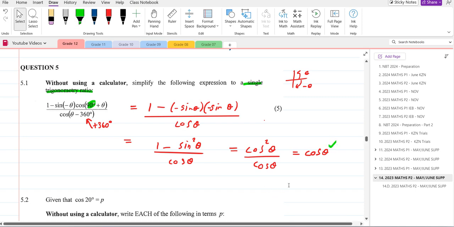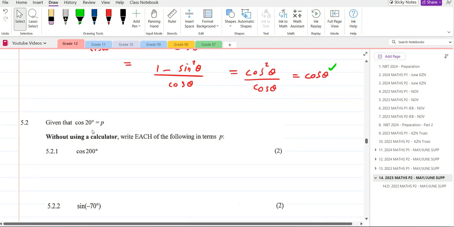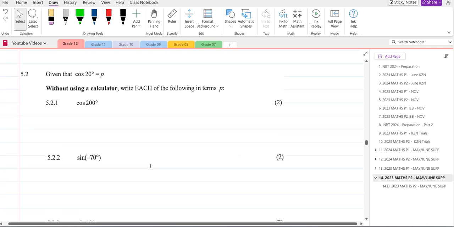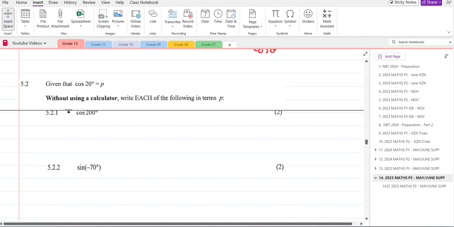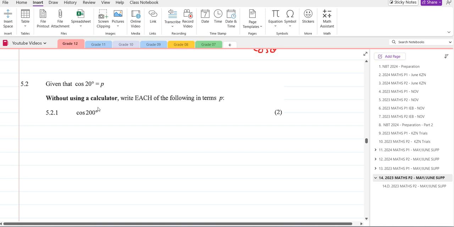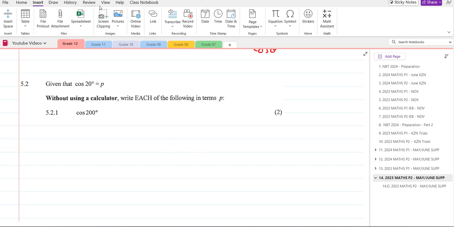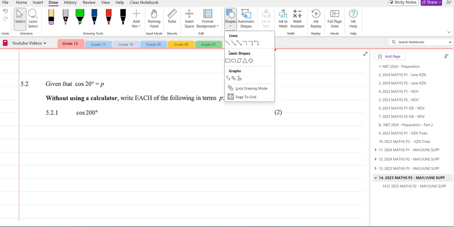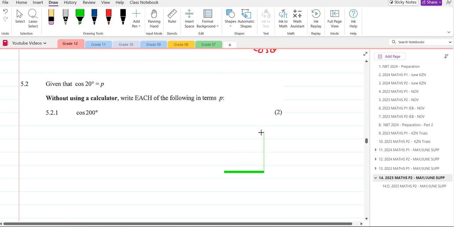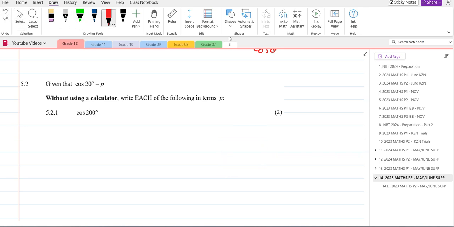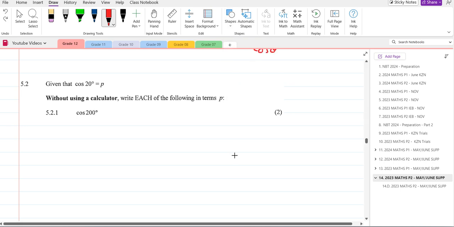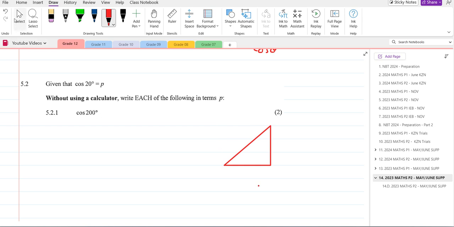Now moving on to the next problem. We have cos 20 degrees is equal to P. You know that's a triangle problem, so we need to draw a triangle without using a calculator. Write each of the following in terms of P. So let's draw a right angle triangle, because cos 20 degrees is equal to P. It's P over 1, right? So adjacent over hypotenuse. Make sure you complete the triangle completely. In other words, fill in all the angles, all the sides, use Pythagoras, do everything.